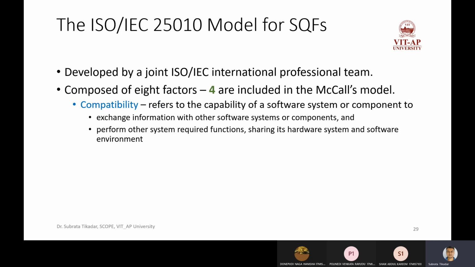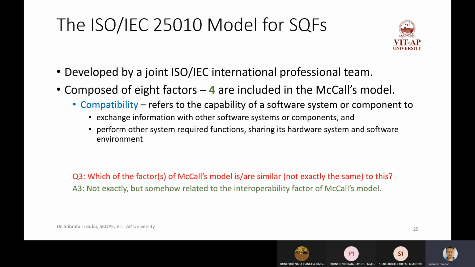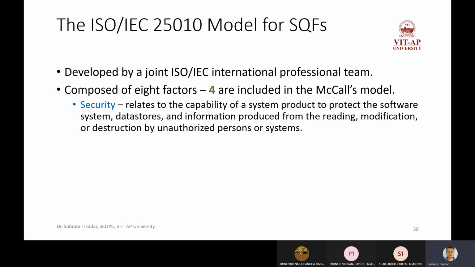Then compatibility. It refers to the capability of the software system or component to exchange information with other systems or components and perform the required functions, sharing its hardware and software environment. Again, similar question. Which of the factors of McCall's model is similar to this one? It may not be exactly the same, but it is somehow related to the interoperability factor of McCall's model. The interoperability factor says a similar thing.